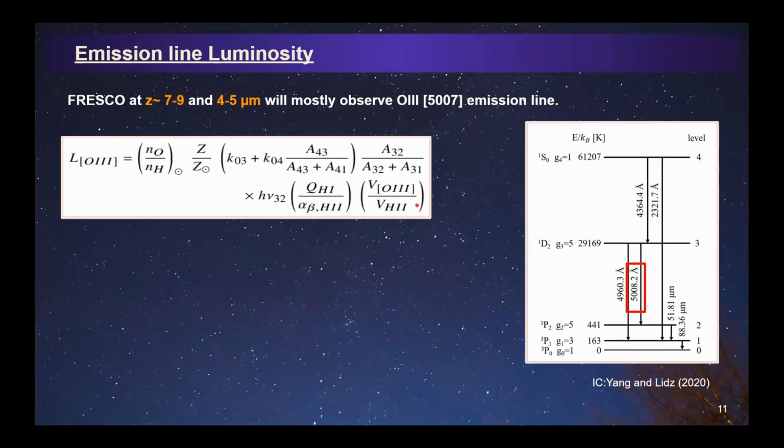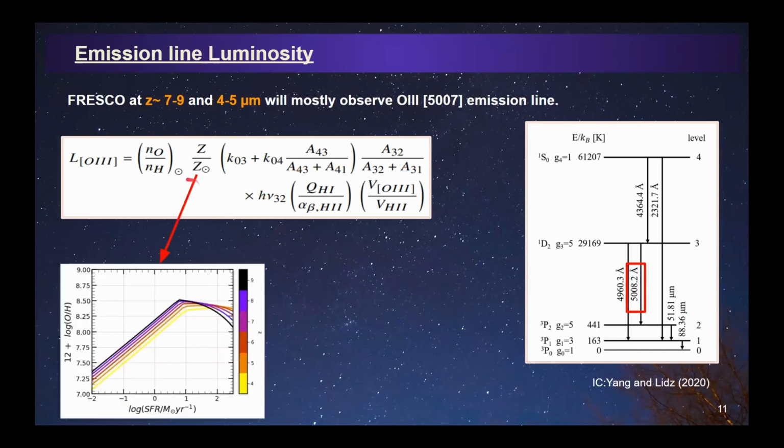Now the next step was to calculate the emission line luminosity, because, as I discussed, I'm looking at FRESCO data for the future. FRESCO will look at redshift 7 to 9, and in the 4 to 5 micron spectrum, they are going to observe this doubly ionized oxygen. So here are the five energy levels of the doubly ionized oxygen, and I'm considering this emission line here, and the formula I have derived here is taken from Yang and Lee. They have done it for a different wavelength, 88.36 micrometer. I'm doing it for a different one.